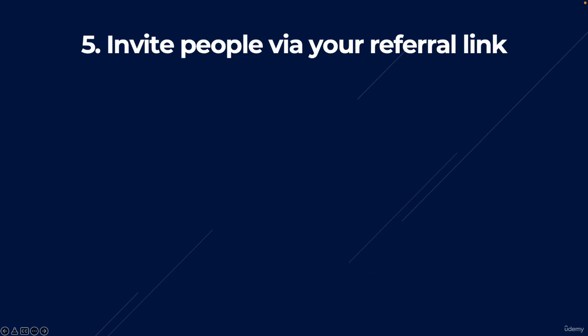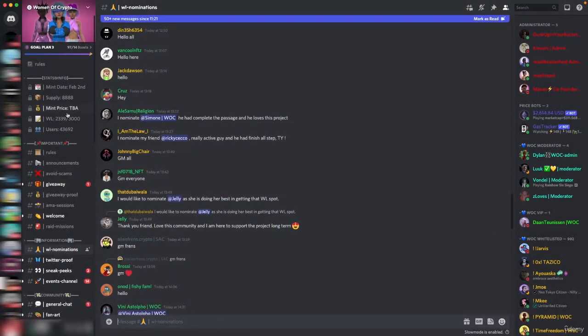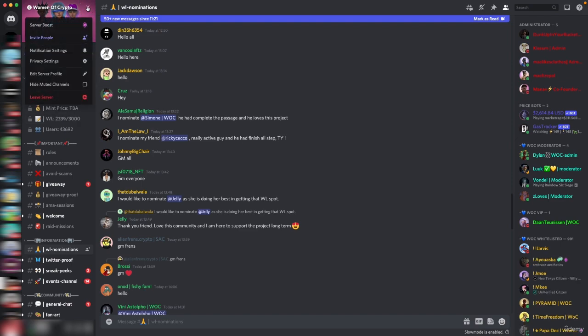Now, what do I mean by that? Well, this strategy basically means you are helping that project grow by inviting more people to the server. So if we go over to the Women of Crypto server, if we go right up to the top, we have this arrow right here. We can click that and then click invite people.